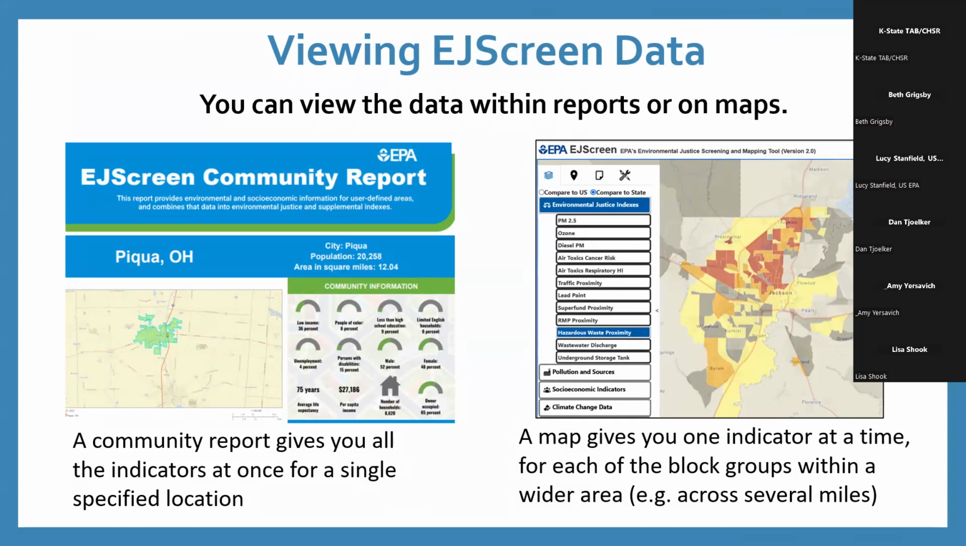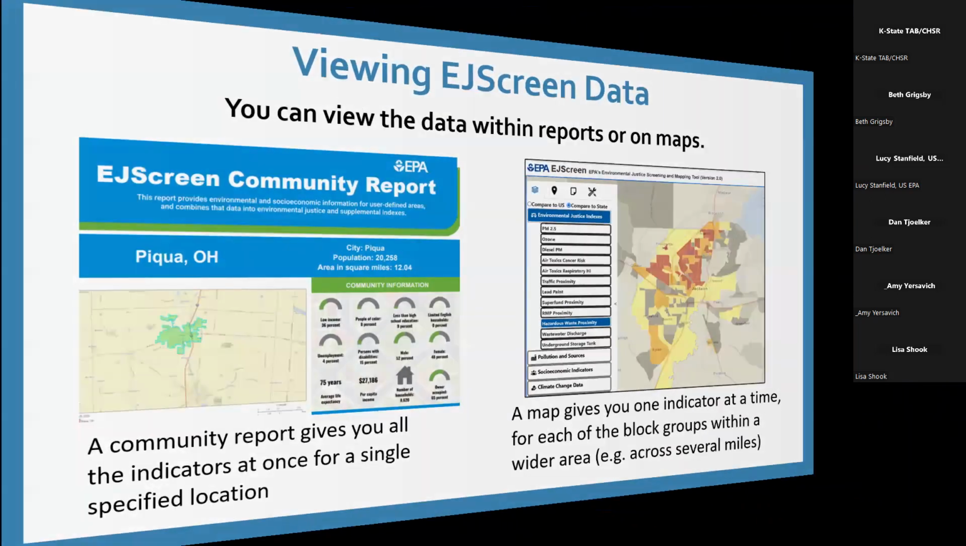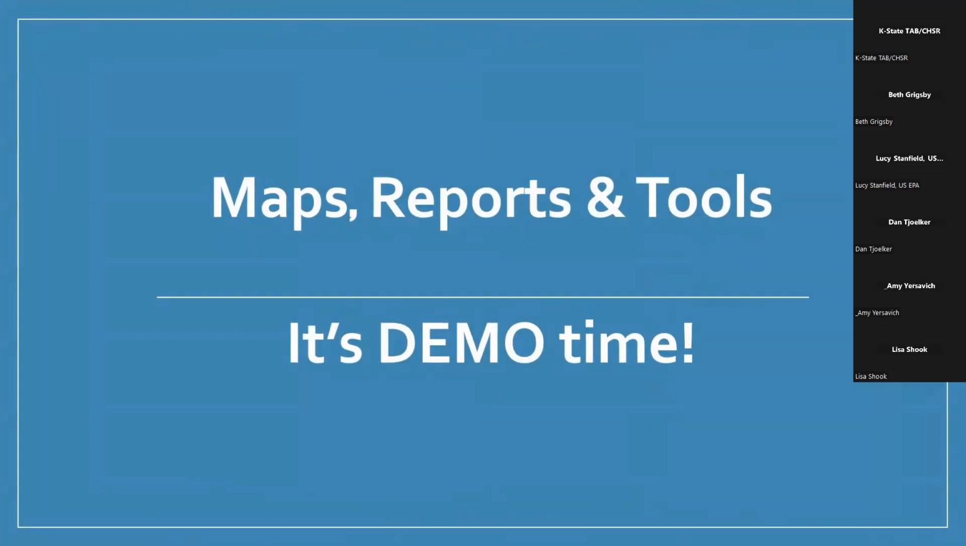So we do recommend the Chrome browser, but you can view and download a community report, which gives you all of the indicators at once for a single location. And that could be a city, that could be one census tract, that could be up to 5 census tracts you select. It could be a point with a 2-mile buffer around the area. And I'll show you that. And the map in the browser, in the tool, gives you one indicator at a time and lets you go through there.